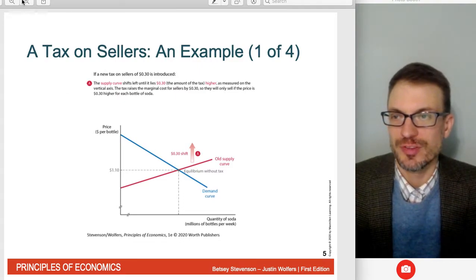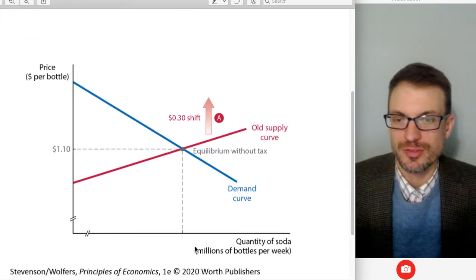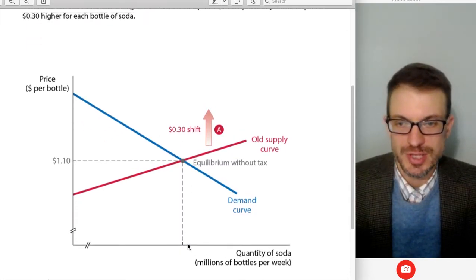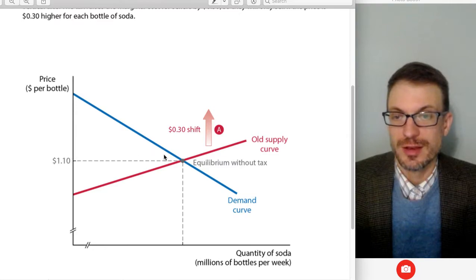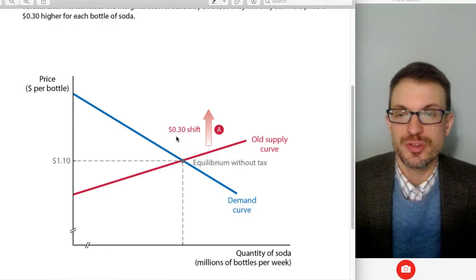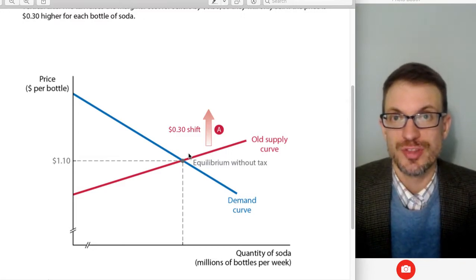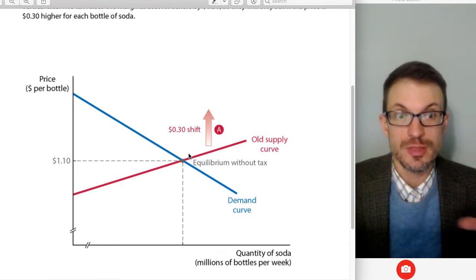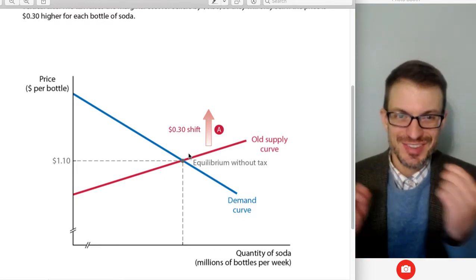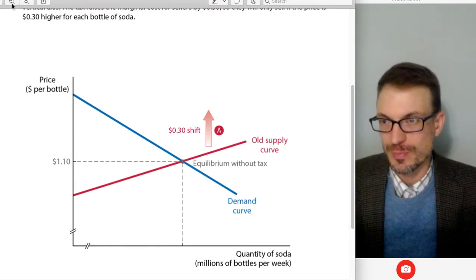So here's an example of a tax on sellers. Suppose we've got this market, and let's say this is soda. Currently the equilibrium is here. I don't know what this quantity is, it doesn't matter. Here's the equilibrium price: it's $1.10. Now we add in a 30-cent tax. We're going to leftward shift the supply curve by 30 cents. For a second, you might think that contradicts what I said a minute ago, that you don't simply add 30 cents to the equilibrium price and get the new price. That's all still right. You add 30 cents to the supply curve. You raise this vertical intercept by 30 cents. That's what we're going to do.